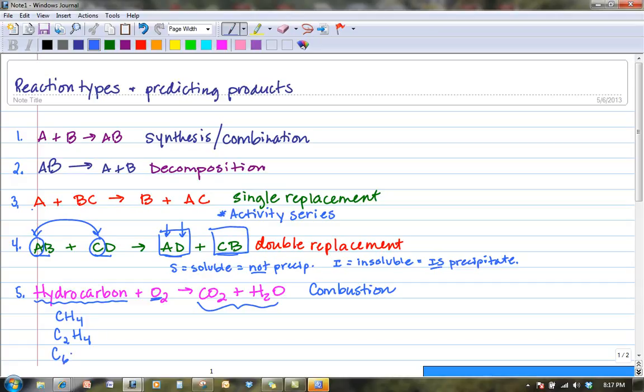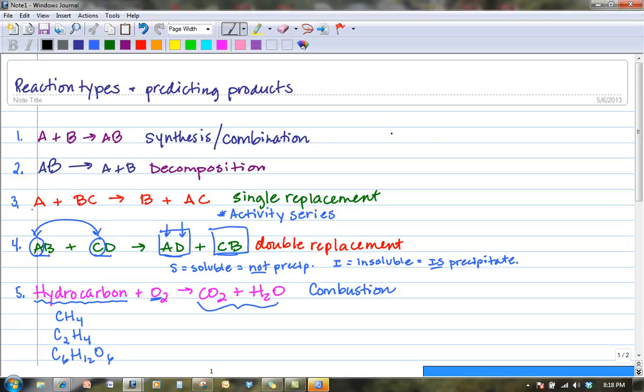Or we have glucose, C6H12O6, which also is a hydrocarbon. So whenever you see a hydrocarbon that's being added to oxygen and you have the products carbon dioxide and water, that means that you have a combustion reaction. So what I wanted to do next is to give you some examples on how to determine what kind of an equation we've got just by using these general forms of A plus B yields AB and so forth.